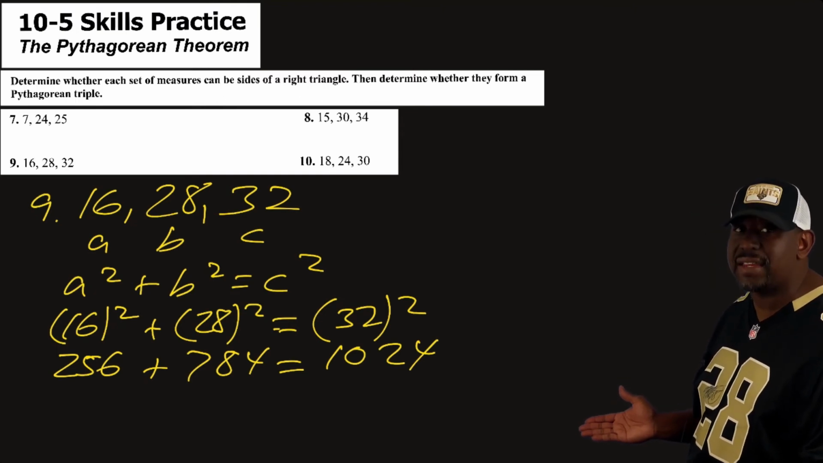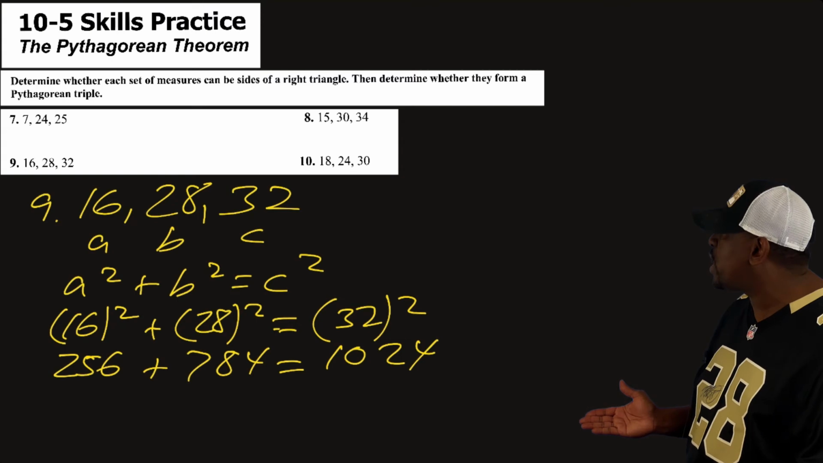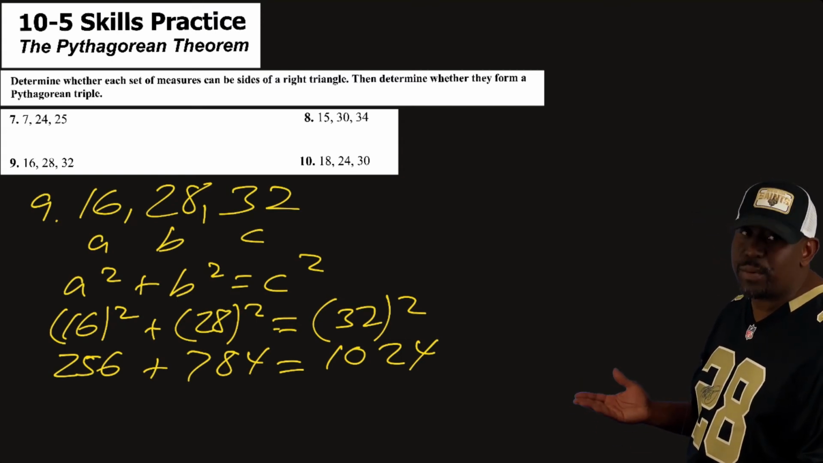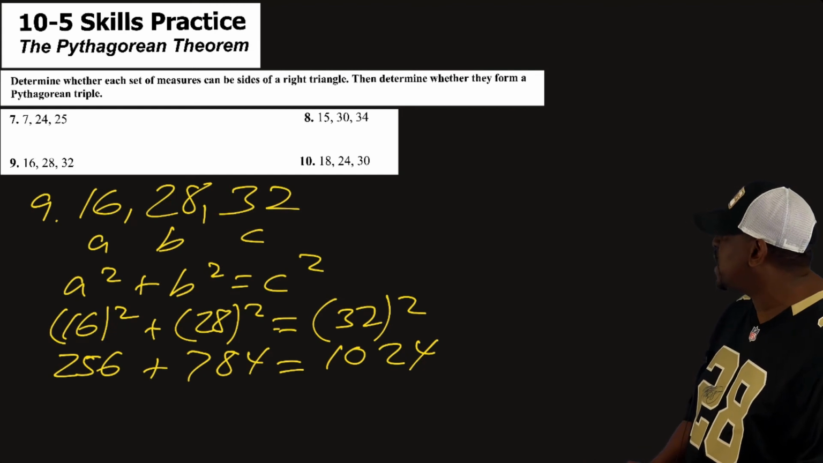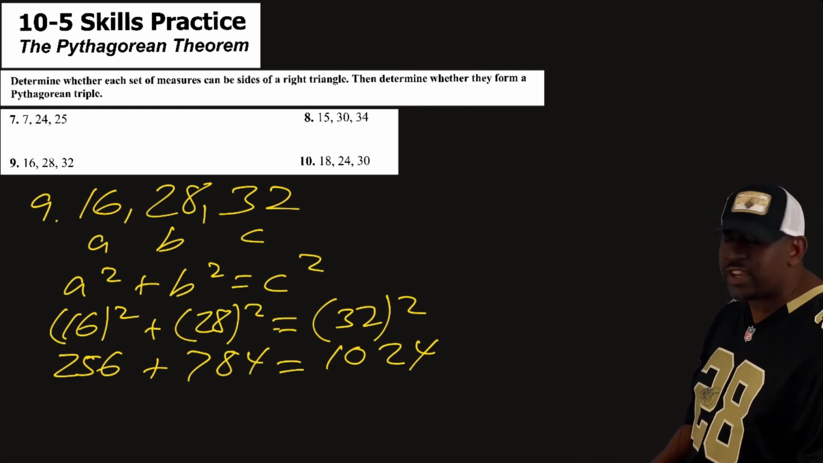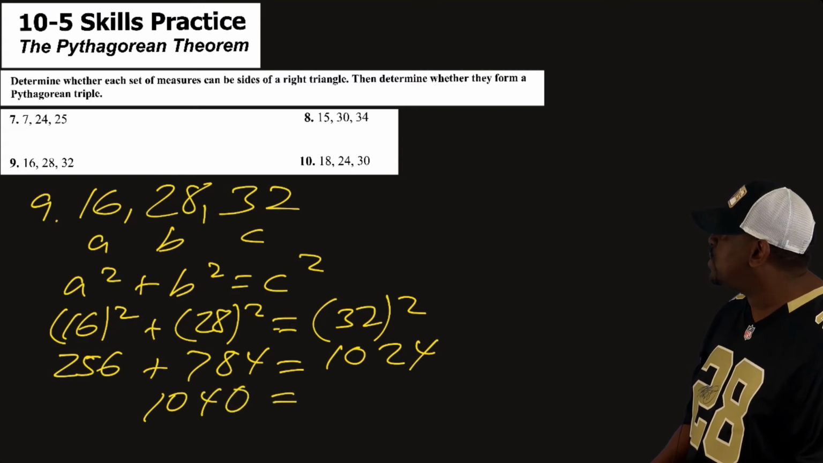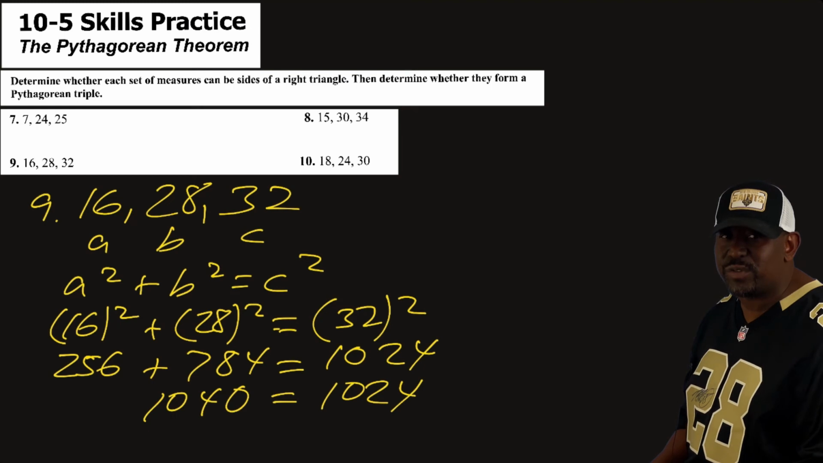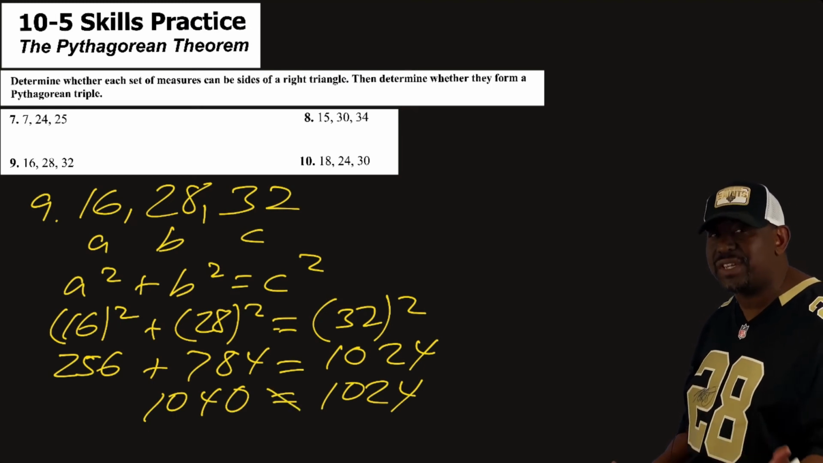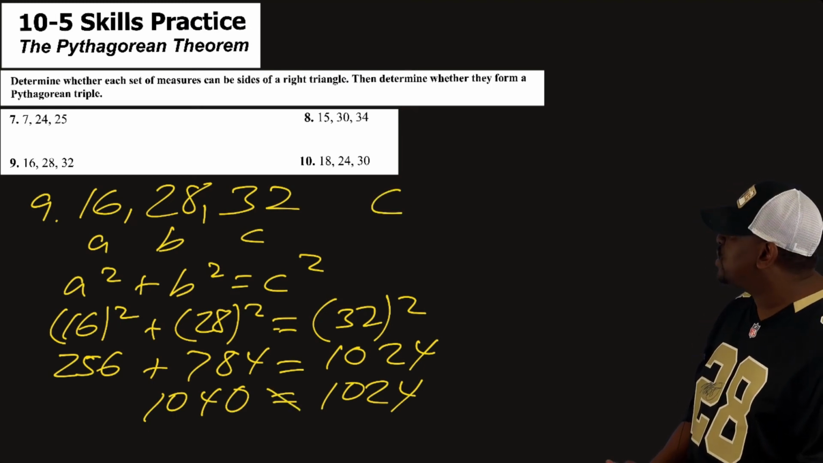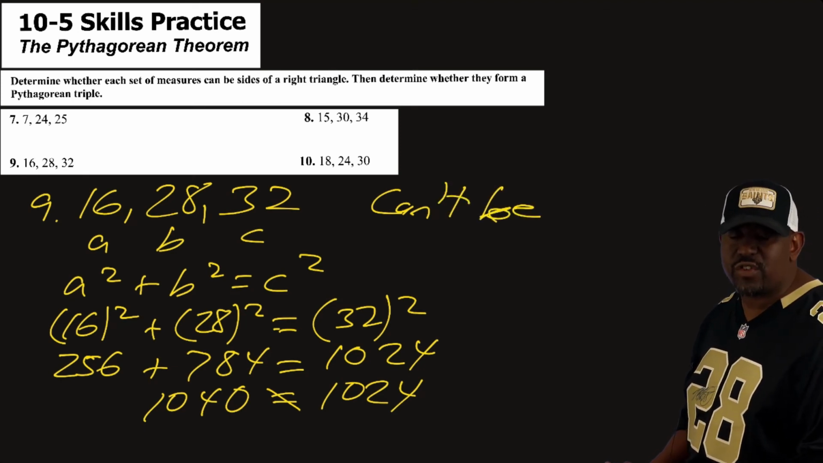If they do not, it will not be sides of a right triangle. We will know that. Now the last one, they both were equal, so we had yes for that question. So let's see, get your calculator and add those up. And we will end up with 1040, which is not equal to 1024. Even though they're close, they have to be exactly the same. So this answer would be they're not sides of a right triangle.